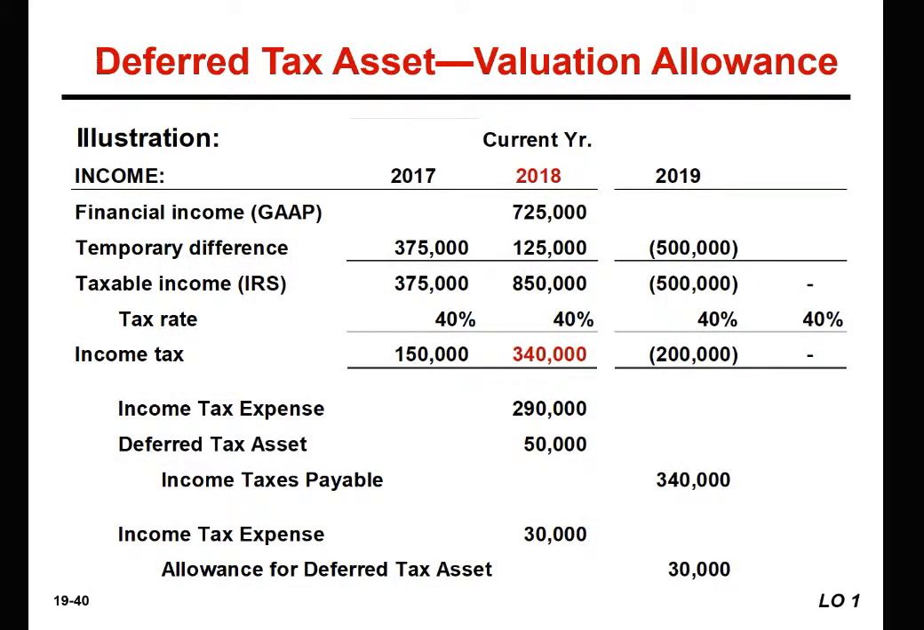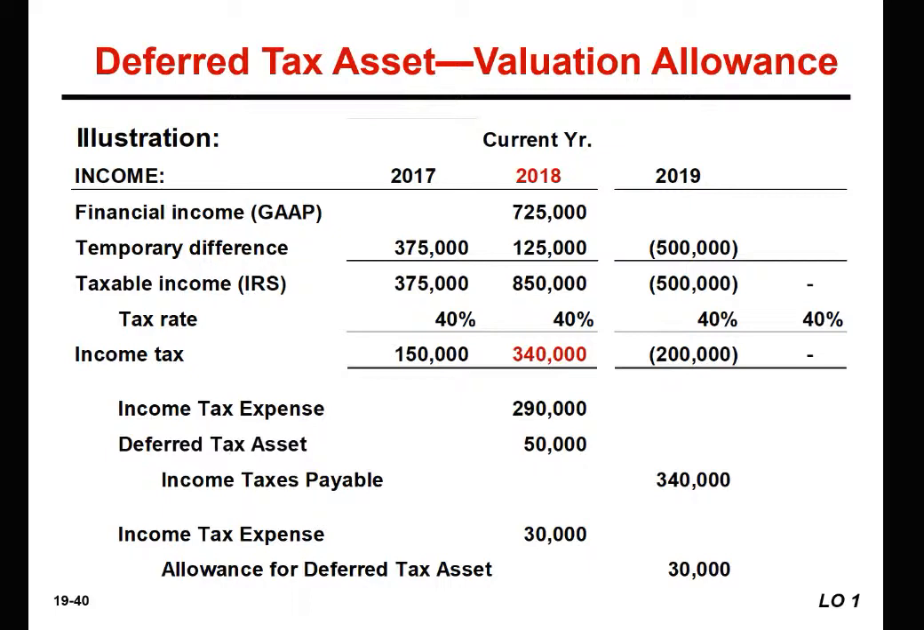So first we have 2017, where we had taxable income of $375,000, an income tax payable of $150,000. Now in 2018, we have income tax expenses of $290,000. We have deferred tax assets of $50,000. Total income tax payables of $340,000.